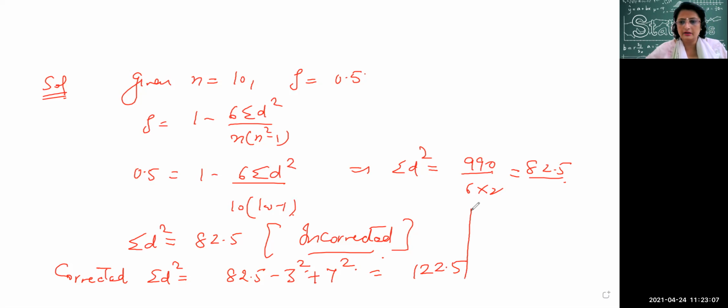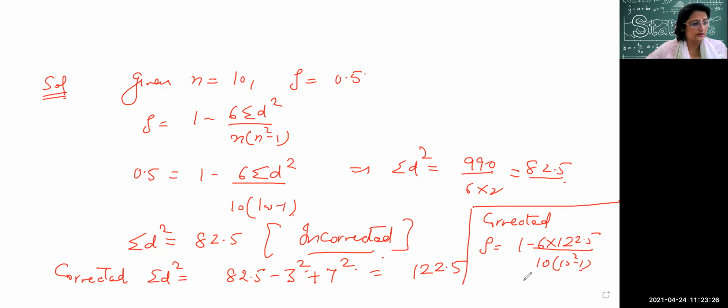So I will do here corrected. You will write now corrected rho is equal to, so you will put all the values again, 1 minus summation. Here now the corrected one will come. What is corrected? 122.5 into 10 into 10 square minus 1. So when you will solve it, what you will get? 0.2576. That will be your answer, right?